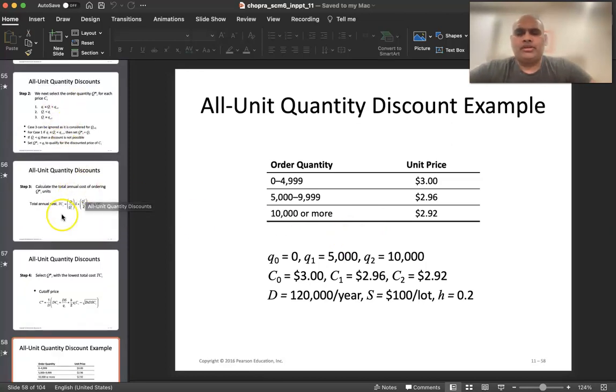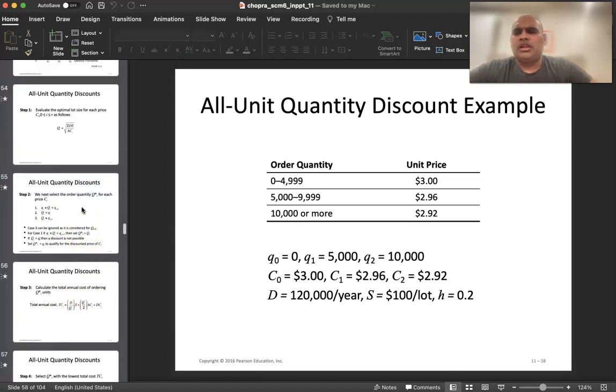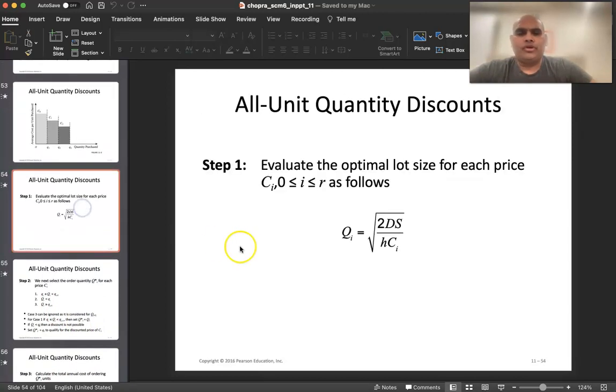So there are a lot of formulas and what you need to do, but let's look at the basic idea of what we're going to do. What are the steps involved in doing this all unit quantity discount? For each of these different levels in the schedule that we had, where you had no discount, so $3 and $2.96 and $2.92, those were the three steps that you had.